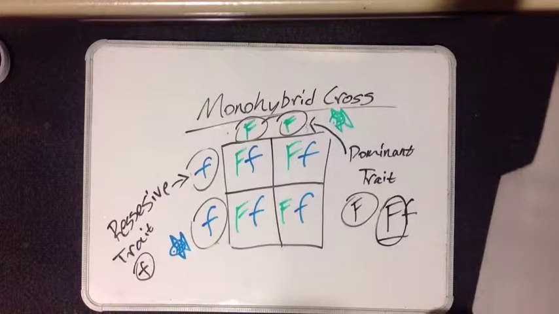Furthermore, dominant traits are represented by a capital letter, while recessive traits are shown as a lowercase letter. In this cross, uppercase F, or green scales, is dominant. The lowercase f, or blue scales, is recessive.